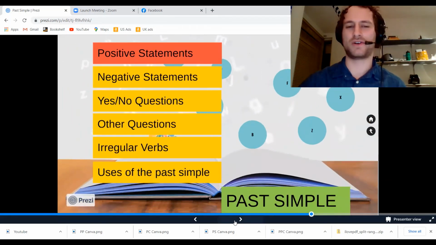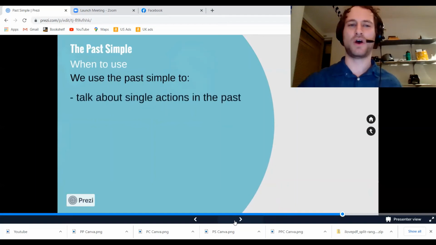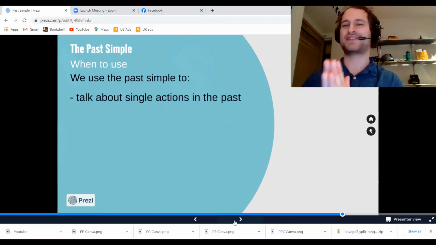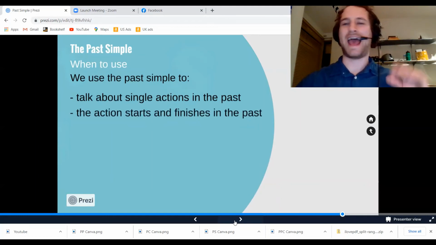All right, we've gone over irregular verbs. Now let's look at probably the most important thing on this list. Why and when do we use the past simple? So looking at the past simple, when do we use it? We use the past simple to talk about single actions in the past. The action starts and finishes in the past.